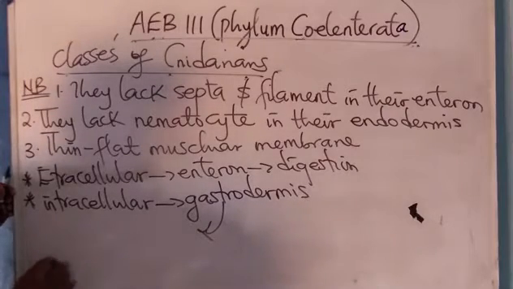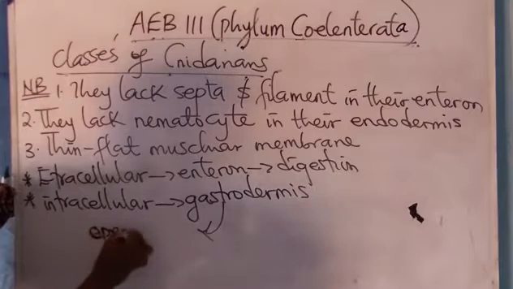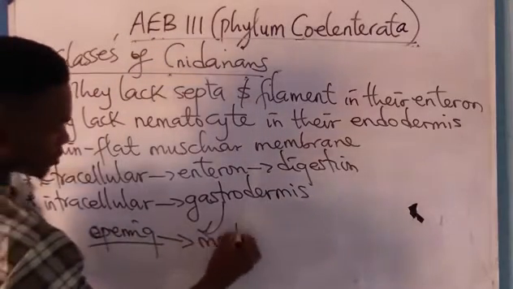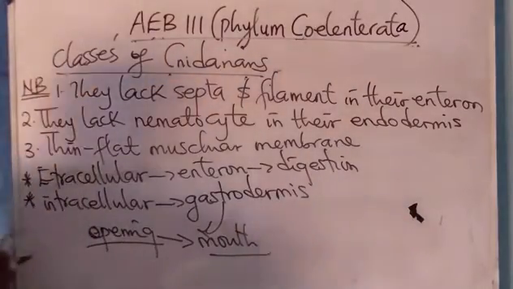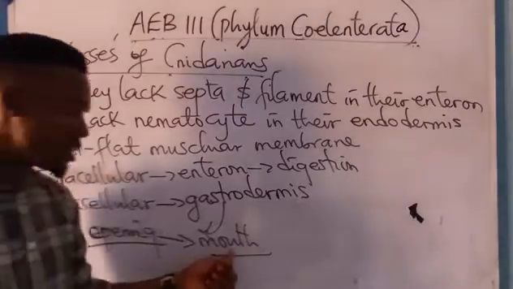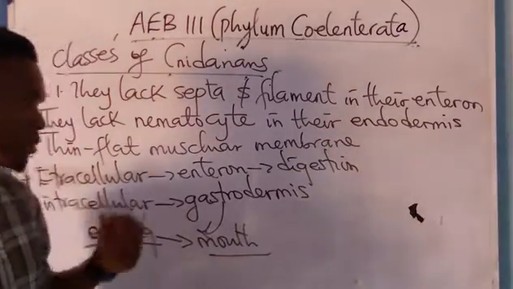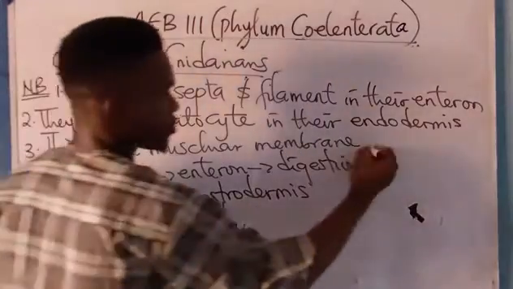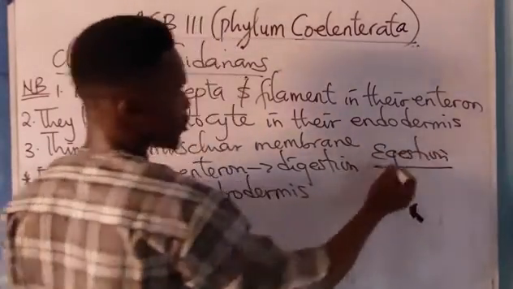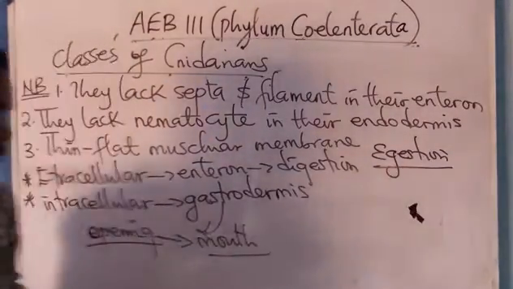Now the gastrodermis has one opening. Take note of that. And this one opening is called what? The mouth. Now you know Hydra possesses an incomplete digestive system. It has a mouth, but it does not have an anus. Which means that the removal of waste from the body is through the mouth. Take note of that.